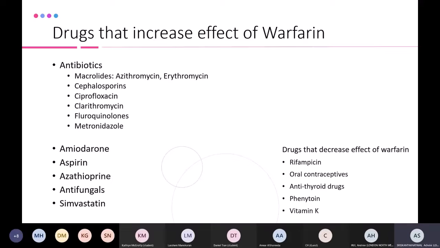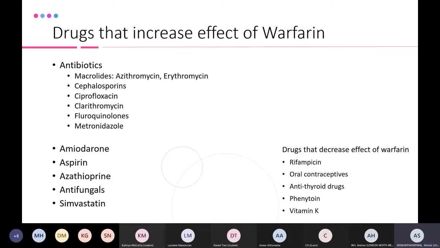This slide is just to highlight the drugs which can increase the effects of warfarin. So typically antibiotics do have a tendency to increase your INR when they interact with warfarin. Amiodarone, aspirin, azathioprine, antifungals and simvastatin are all other common drugs that you'll see, especially in geriatrics, that may interact with warfarin. And then here I've just put a couple of the common drugs which can decrease the effect of warfarin as well. So rifampicin, oral contraceptives, so we know those increase the risk of DVTs.